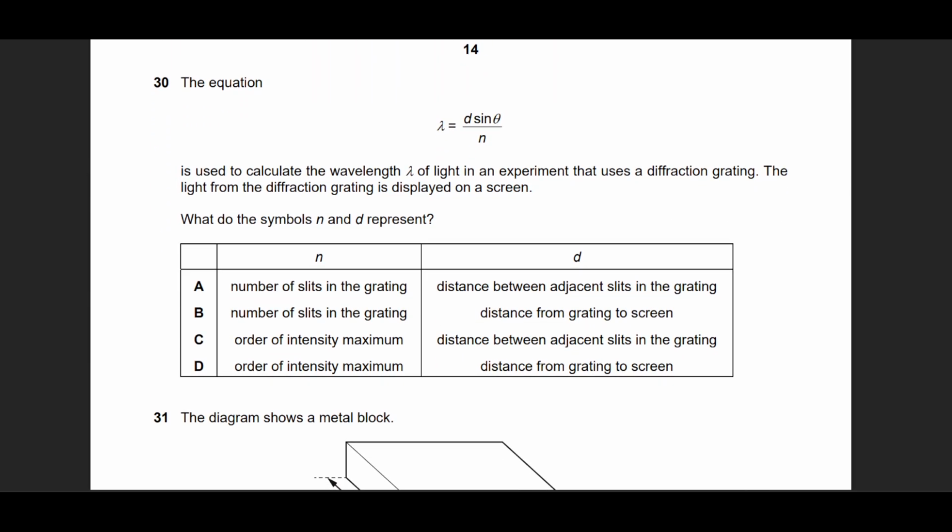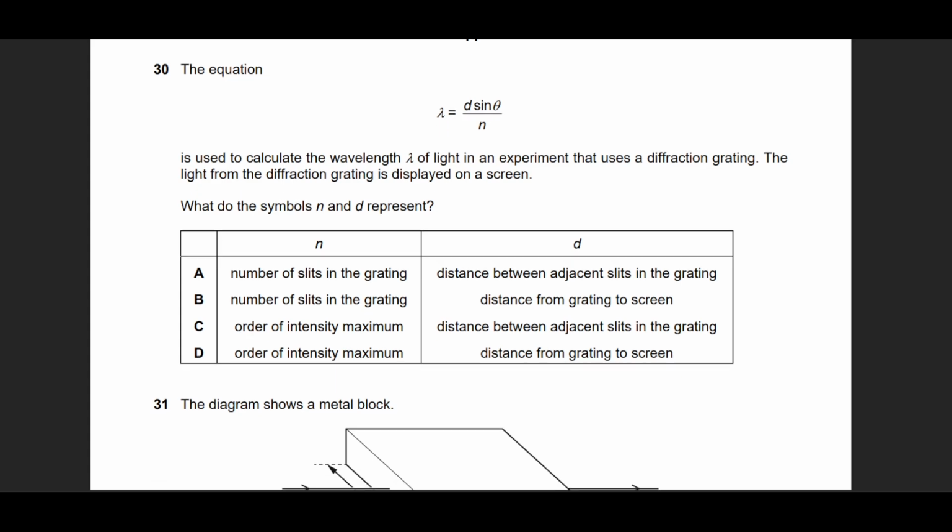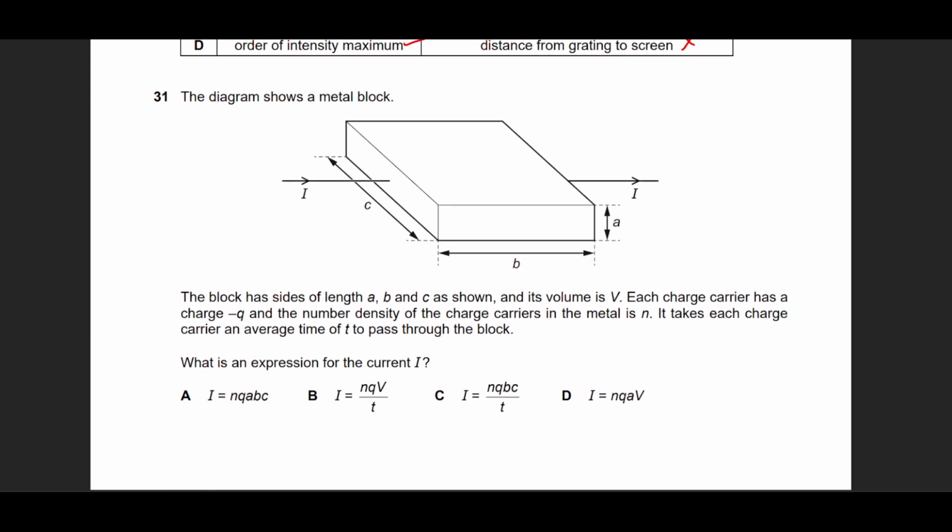Question number 30, he says we have an equation lambda equals d sine theta. Okay, fine. He says what is being represented by everything. So N, no, this was actually D. So N is the intensity of the maxima. Okay, this is the answer. He says D is the distance between adjacent slits in the grating. Yes, that could be the answer. Distance from grating to the screen, that is not represented in this formula at all. So this is going to be C, most common option, if you know your formula.